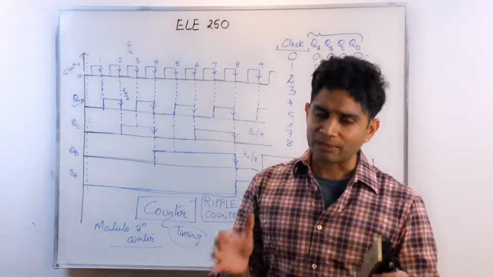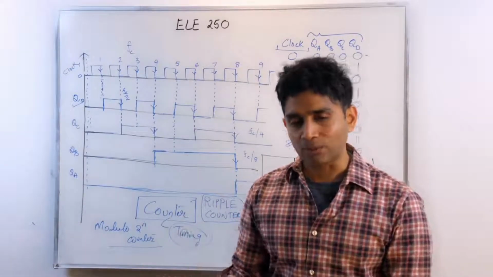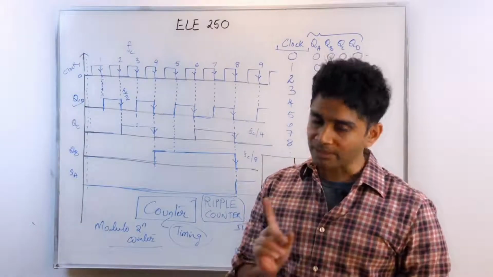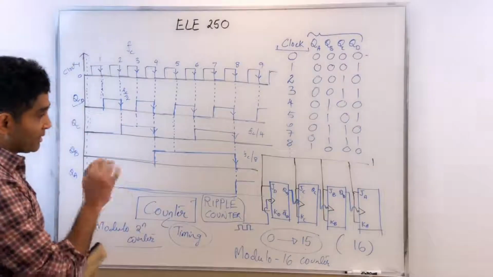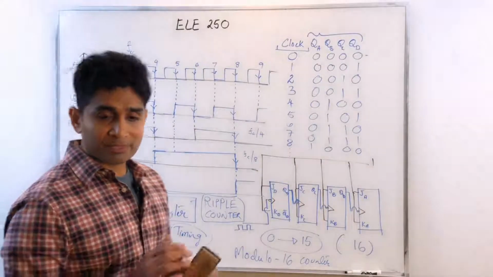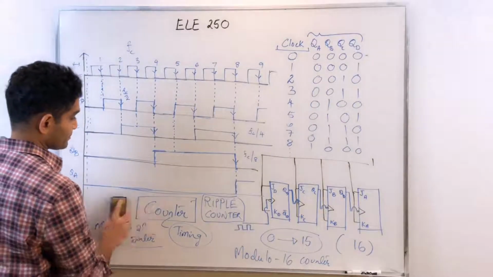But if I wait long enough, then the output would still settle down to the right value. But here, that's not going to be the case, and this is why. Here I have to place a constraint on my design. Let's see what the constraint is.